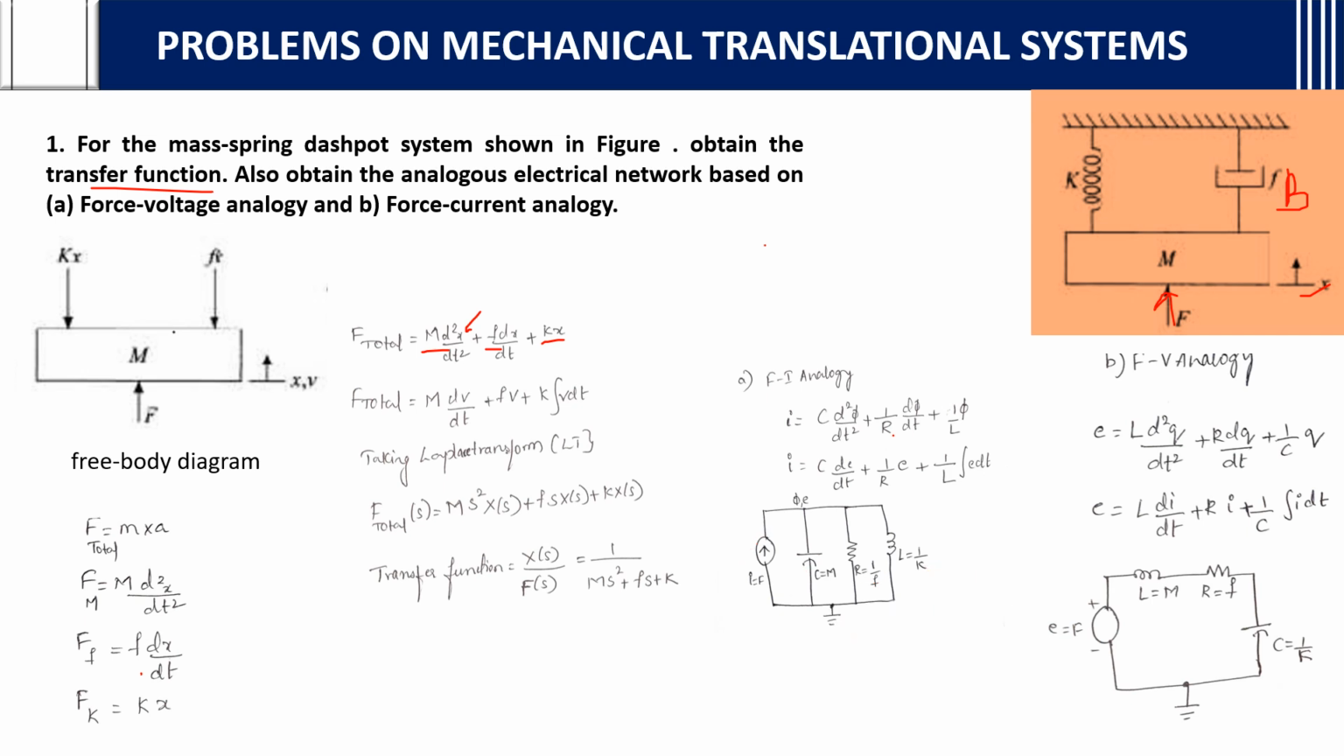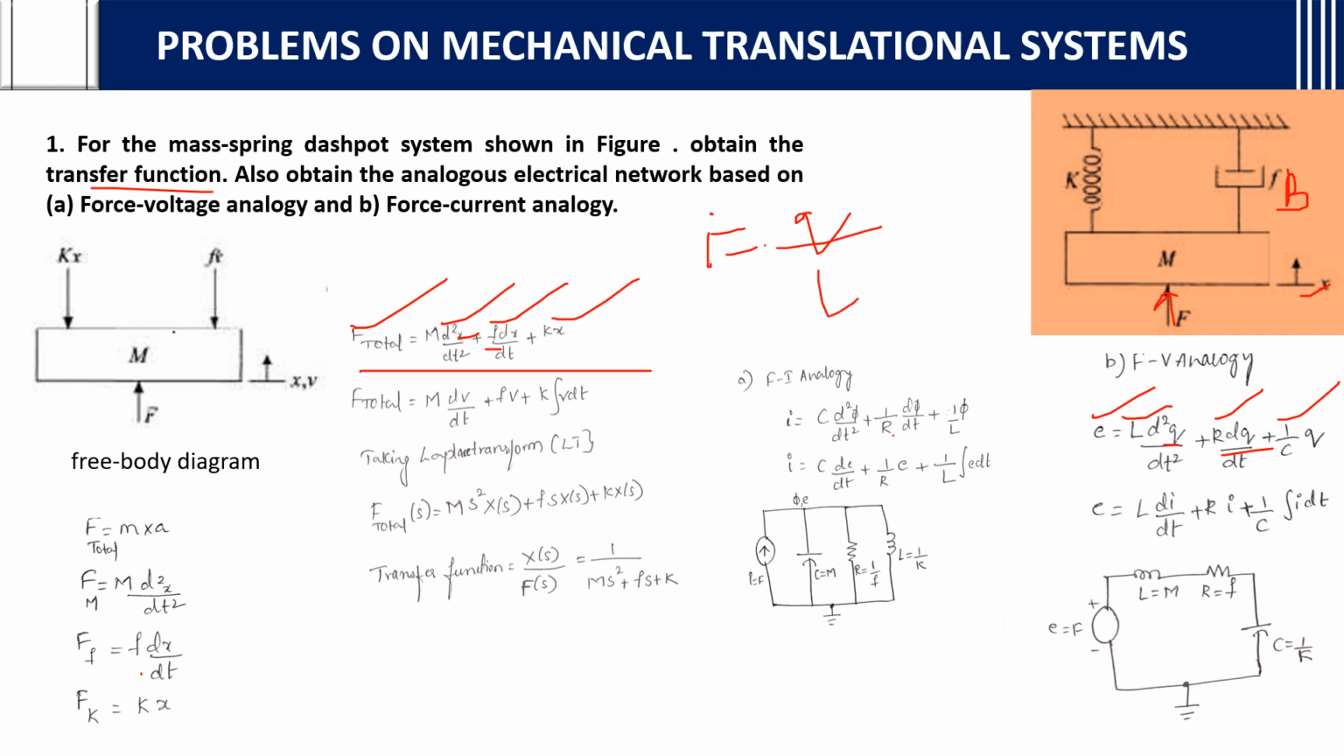For force voltage analogy, how to draw? Here again, for the main equation, what you are going to do is convert: F will become voltage, because it is force voltage analogy, M will become L, inductance here, f will become R, K will become 1 by C, and here x will become Q, charge. So dq by dt will become dx by dt. Again we can write this, you know that I equals Q by T.